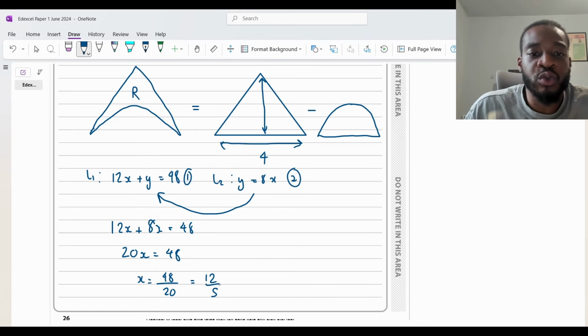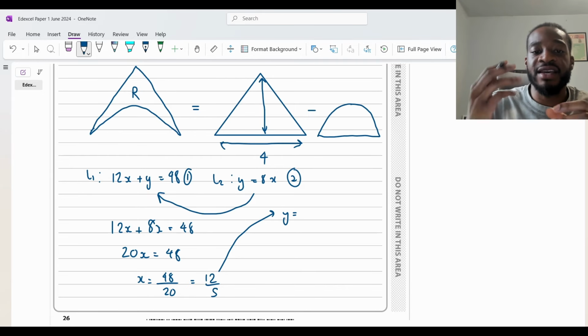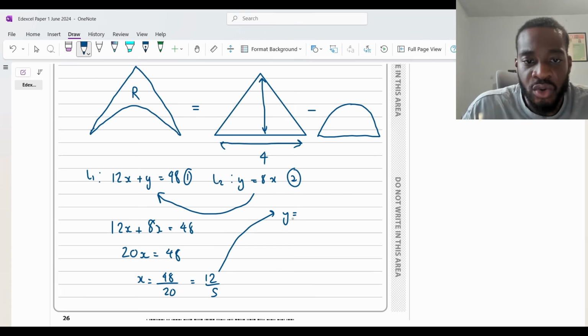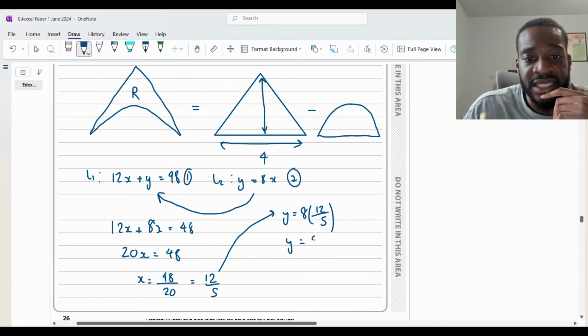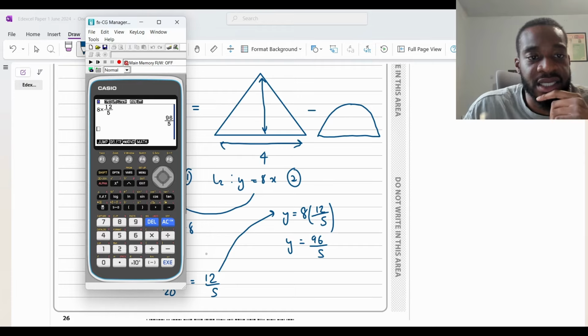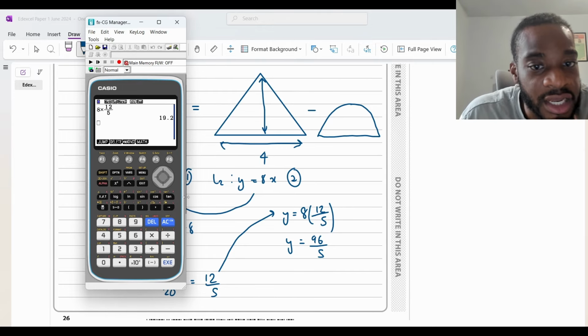I want to figure out what y is because that will give me the height. So I can now plug that into either one of these, but it's obviously easier to plug it into y equals 8x. So I'm plugging in x equals 12 over 5 into y equals 8x to get the y coordinate, which is going to be the height of this triangle. So it's going to be 8 times 12 divided by 5. What's that? Let me just put it in my calculator. 8 times 12 over 5 is equal to 96 over 5. So y is equal to 96 divided by 5. What is that as a decimal? Just for context, it's 19.2.